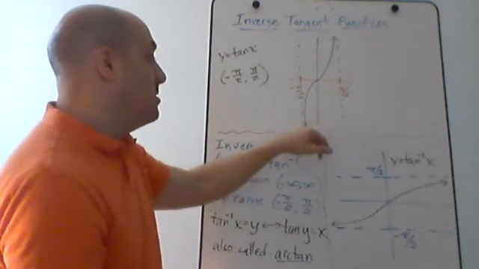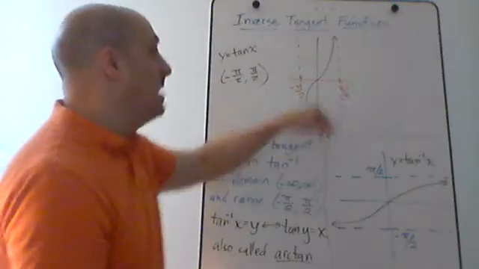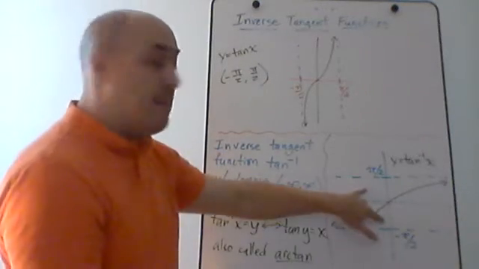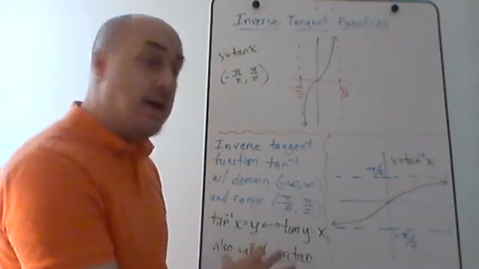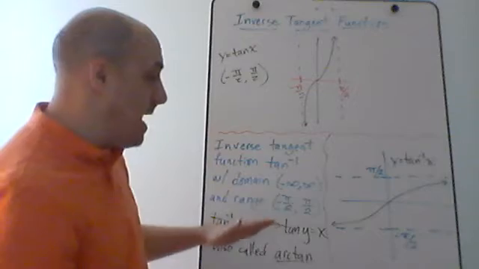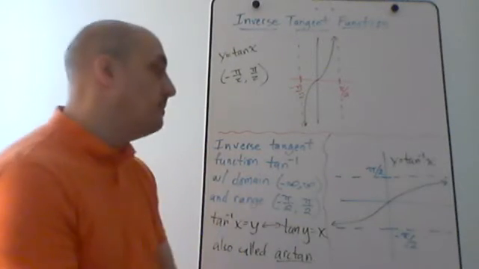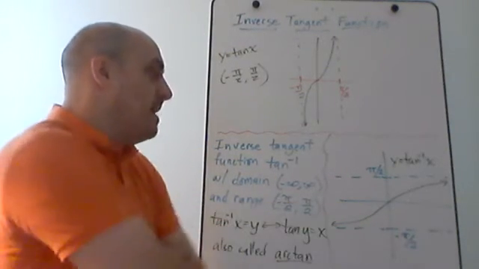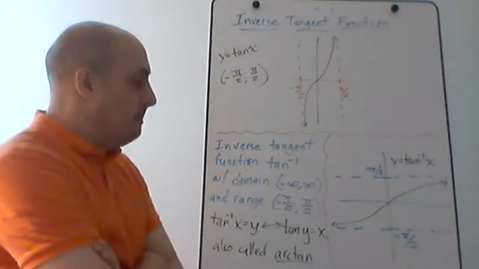For the tangent function, the range, the y values, were from negative infinity to positive infinity. Well, that becomes the x values for my inverse tangent function. Here, my x values go from negative infinity to positive infinity. All right, so this is the graph of the inverse tangent function.